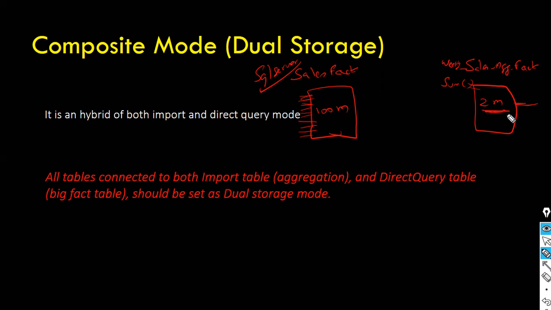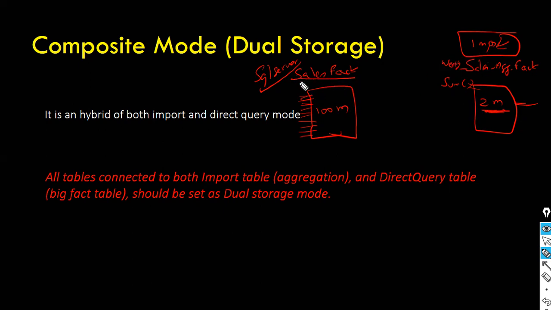That volume is just 2 million only. In that case, since the volume is less, you can use the Import mode. Anything locally available, the performance will be faster, and at the same time the volume of data is not as high as this one. So this is Import mode.